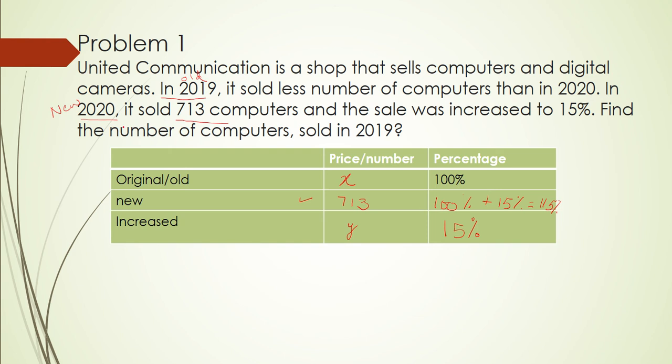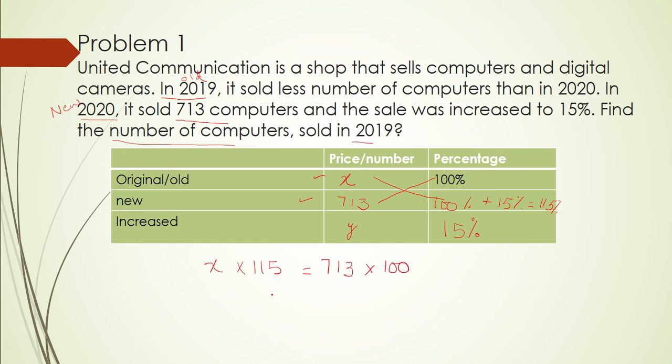So right now what they are asking is the number of computers sold in 2019, which means they are asking this. So we don't have to find for this. We are going to cross multiply x with 115 and 100 with 713. Let's make an equation: x multiplied by 115 is equal to 713 multiplied by 100.